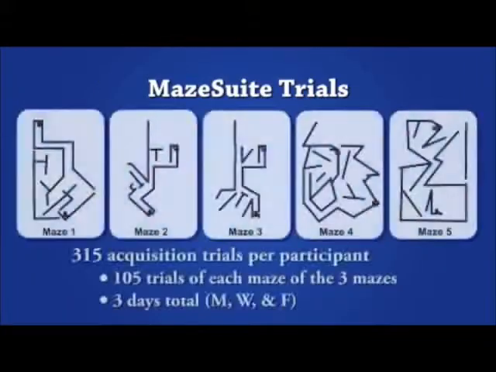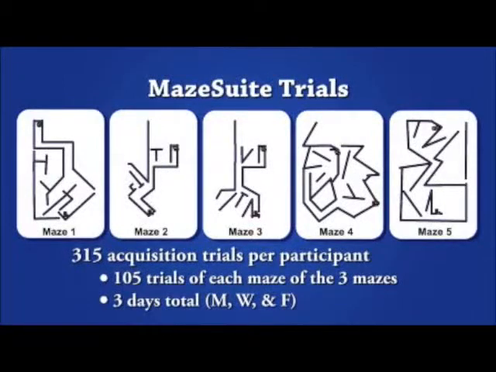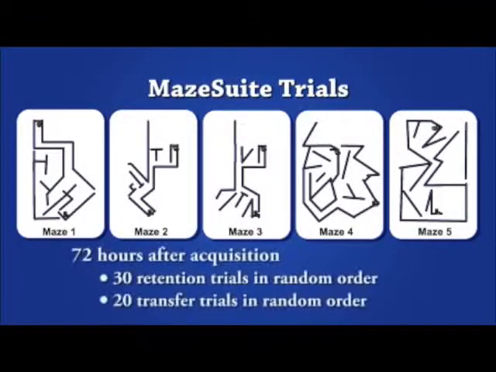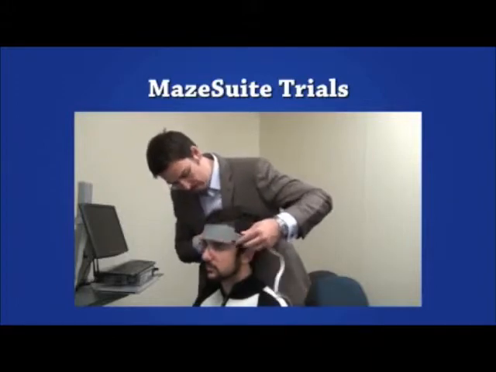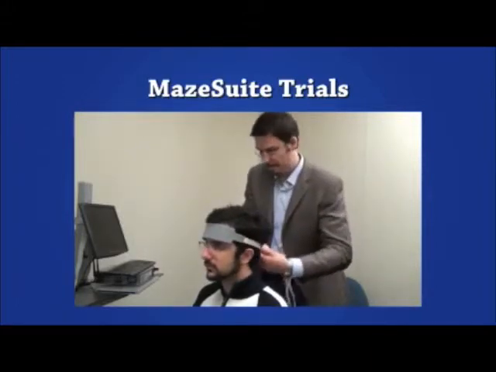Each performed 315 acquisition trials, 105 trials of each of the 3 mazes across 3 days, Monday, Wednesday, and Friday. The following Monday, 72 hours following acquisition, 30 retention and 20 transfer trials were performed in a random order. PFC activity was monitored during all phases for 16 optode sites using FNIR.